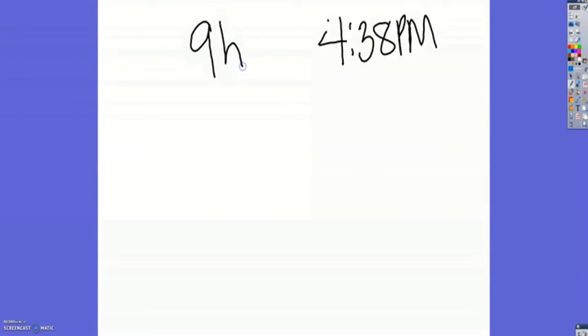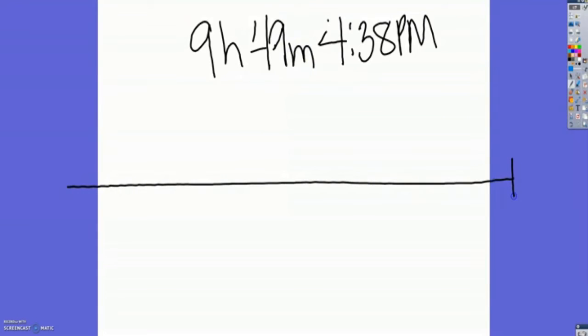So if I say a teacher left school at 4:38 p.m. and she was there for 9 hours and 49 minutes, and we're trying to figure out what time she arrived at school, we can make our number line. This time we know the end time, so we put 4:38 p.m. at the end. So now the trickiest part of this is remembering that we're counting backwards.